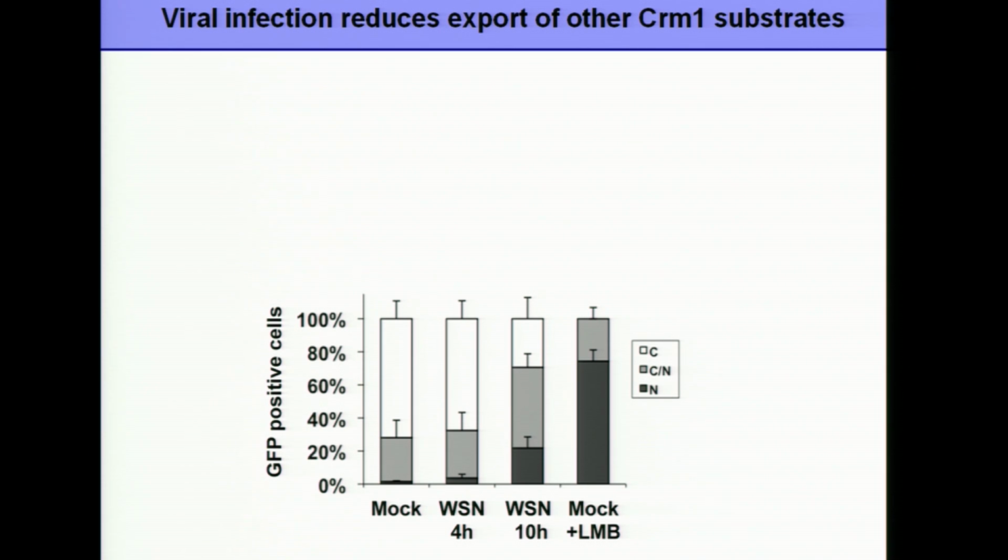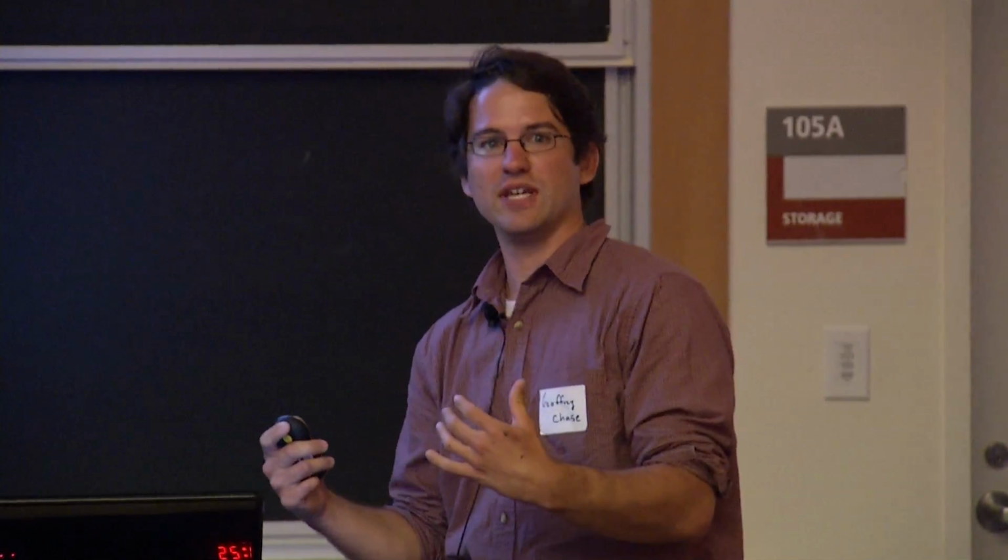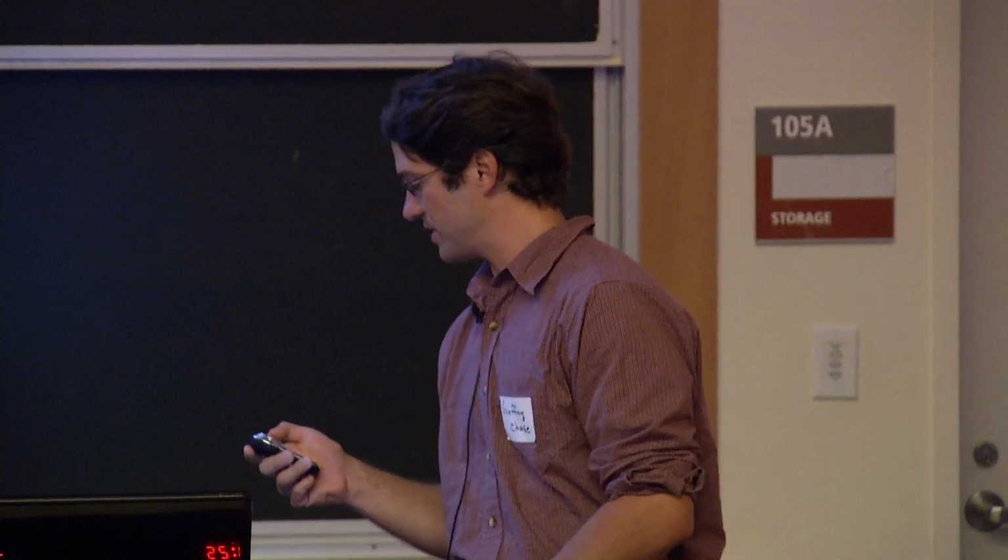And now, we have data that I don't have time to show you, but what we found out is that this phenomenon that you see here is not actually due to the export of the vRNPs, but is actually due to their targeting to this inactive chromatin that I keep talking about. So it's the location of the vRNPs on this chromatin that delays or sort of retards the export of other Crm1 substrates in the cells.